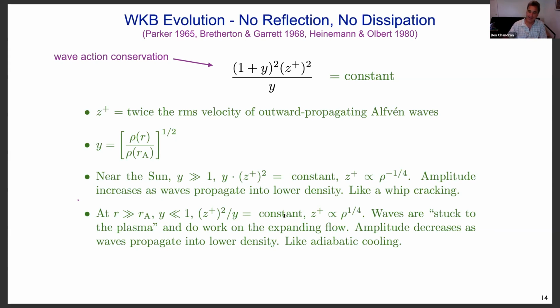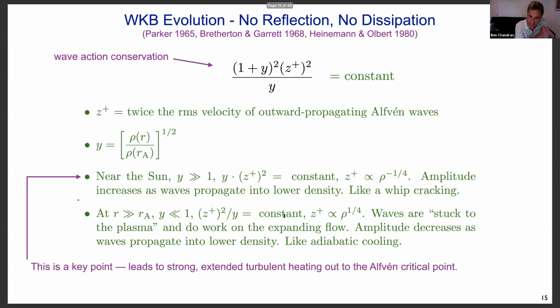And the reason for that is in that limit, beyond the Alfvén critical point, the wave speed is smaller than the flow speed. You can almost forget that the waves are even propagating. They're stuck to this expanding flow. Because of that, as the flow expands, the waves do work, pressure work on the plasma. They lose energy as they do that work. That causes their amplitudes to decrease. It's like adiabatic cooling.